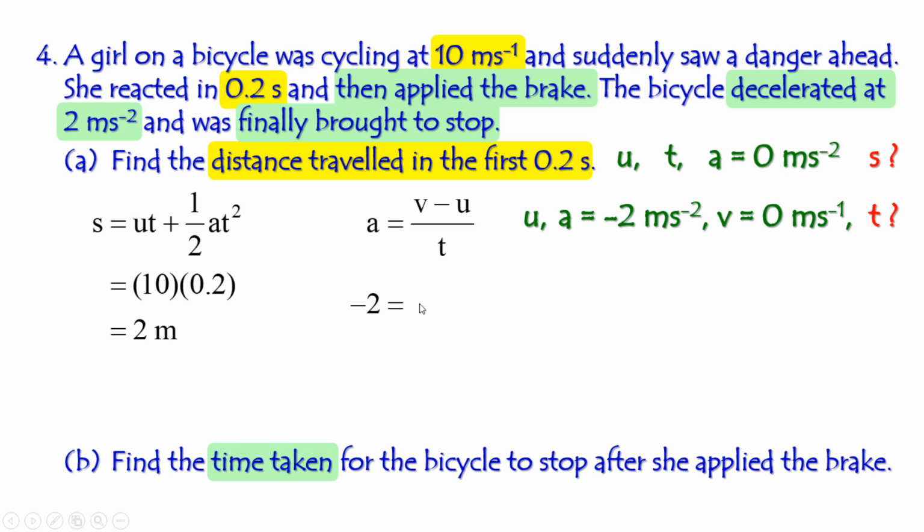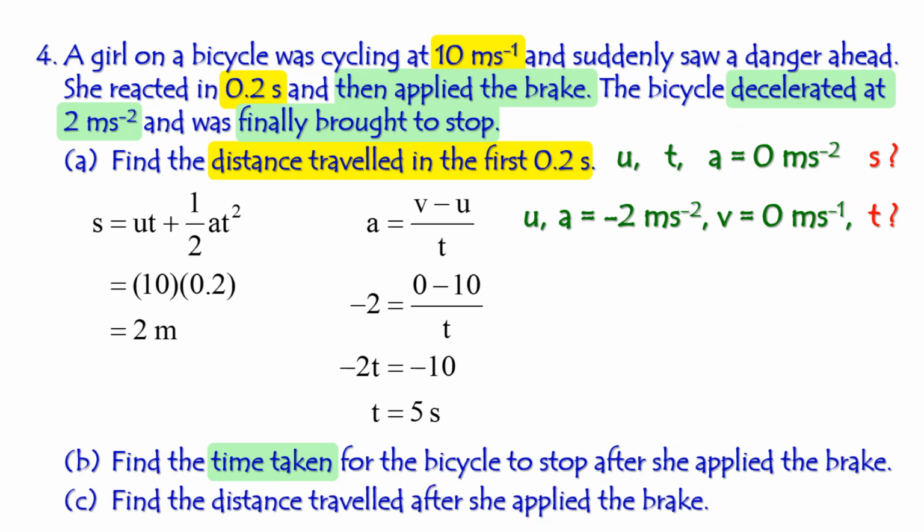The final speed is 0 and the initial speed is 10. So can you find out the time taken? Is it okay? So you multiply t to the left hand side. It becomes -2t. 0 minus 10 is equal to -10. And then you divide -2 to the right hand side. T becomes 5 seconds. Is it okay? So it is for the question 4.